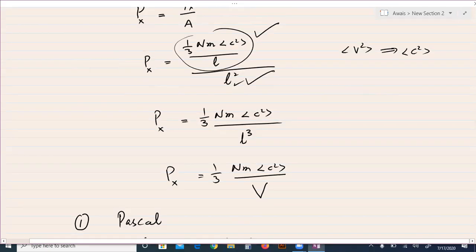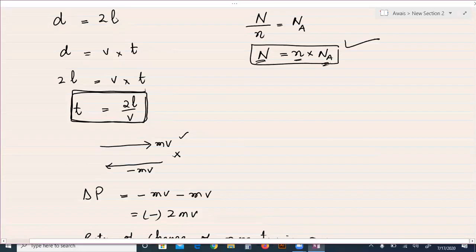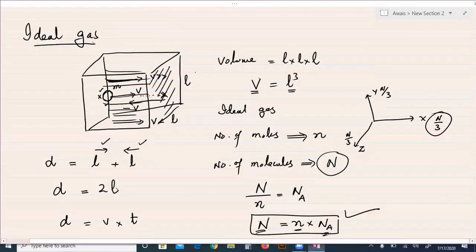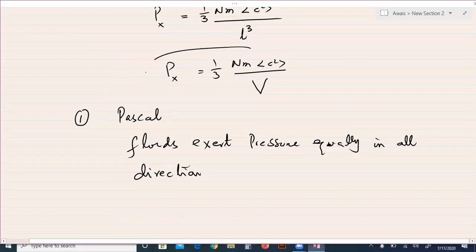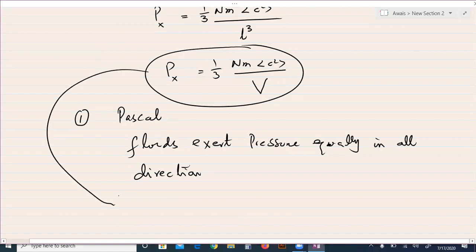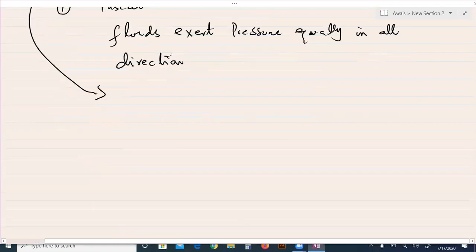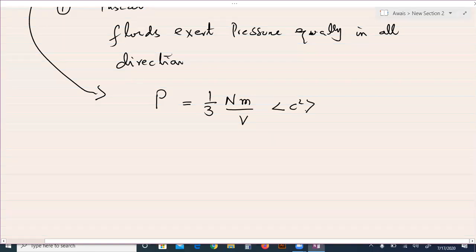So the force exerted at this wall of the container, exactly here, exactly at the front, exactly at the bottom. So this formula is the actual pressure of the gas. So the pressure exerted by the gas is 1 by 3 Nm over V into C square average.